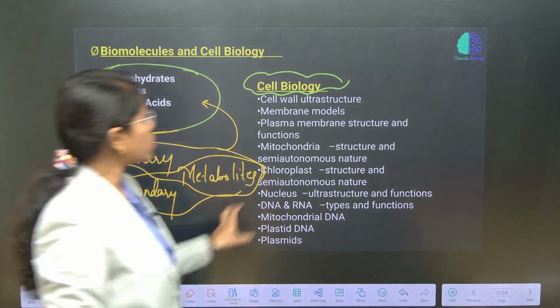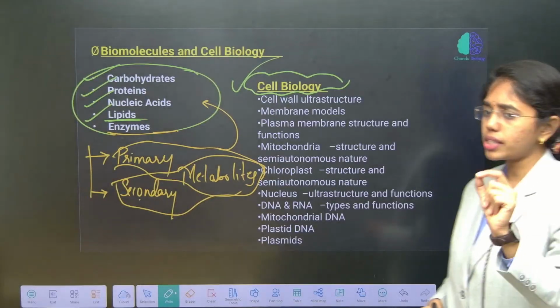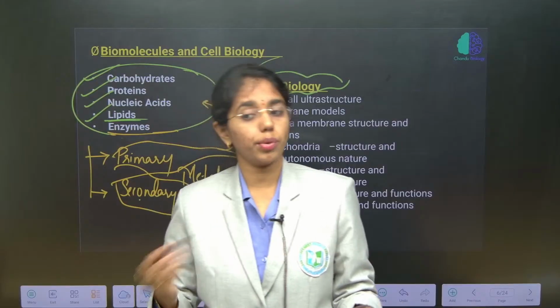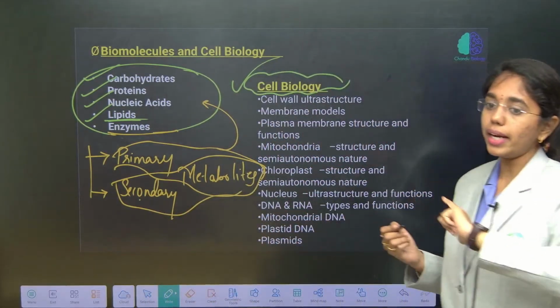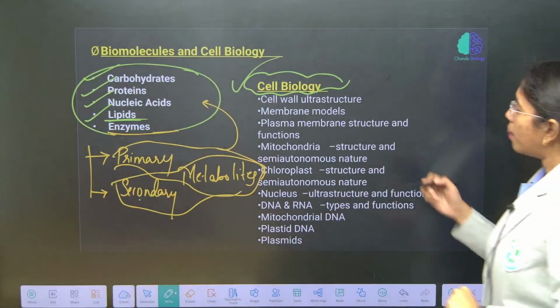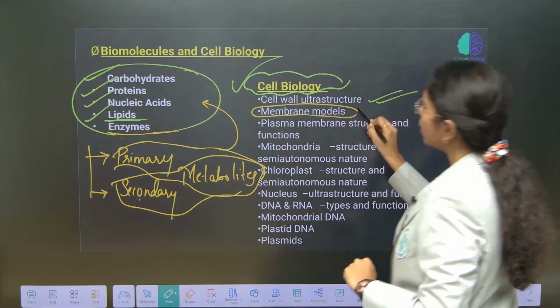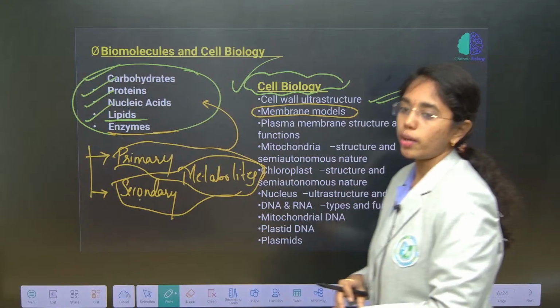Fine, right? Next is cell biology. Cell biology, first you have to target the cell structure. How will you target the cell structure of both prokaryotic and eukaryotic cell? When you are going through eukaryotic cell, we have to highlight plant cell and animal cell. Plant cell wall structure, different membrane models. We are most aware of, or often used to, the fluid mosaic model.